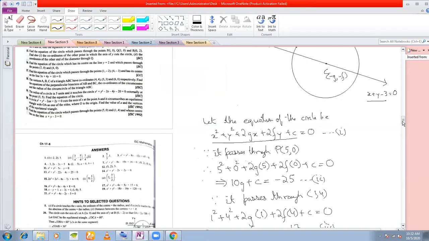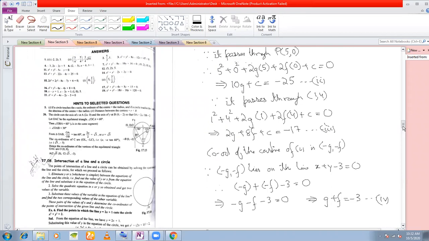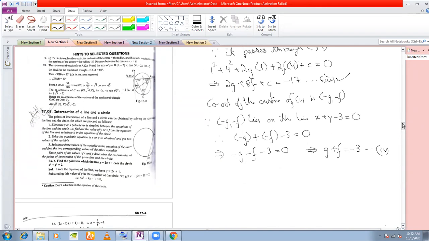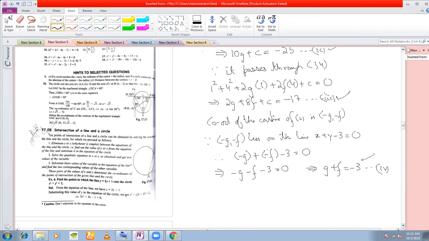Okay, so what do you get? You see that you're getting 3 equations. First equation is in g and c. The second equation is in g, f and c. And the third equation is in g and f. Now you need to solve these 3 equations. The question is, how do we proceed to solve these 3 equations?